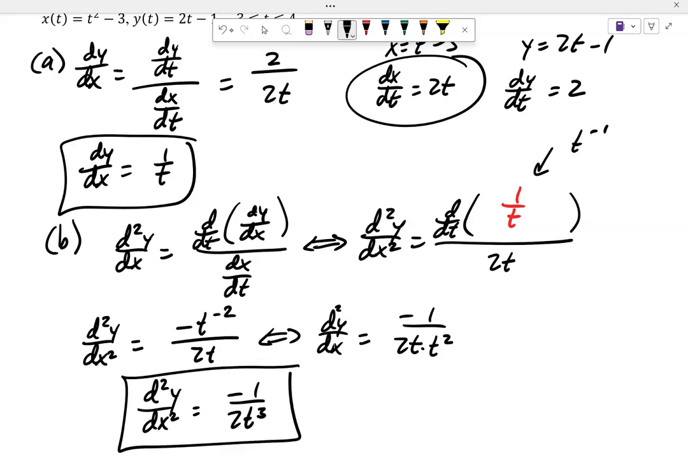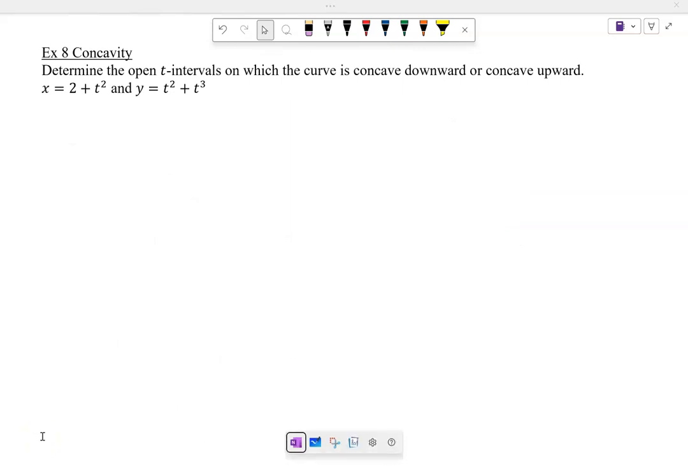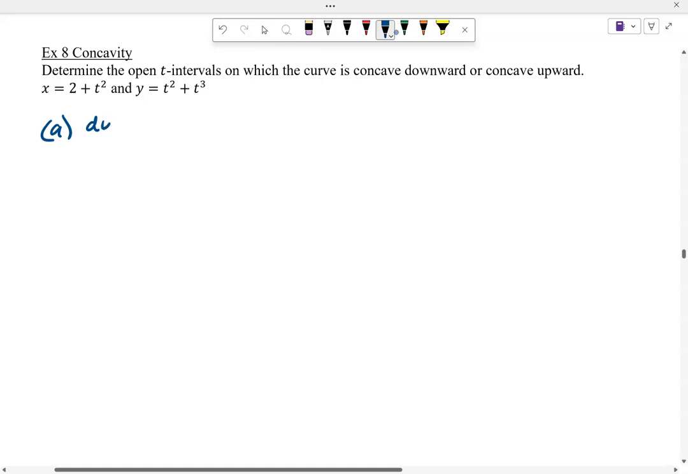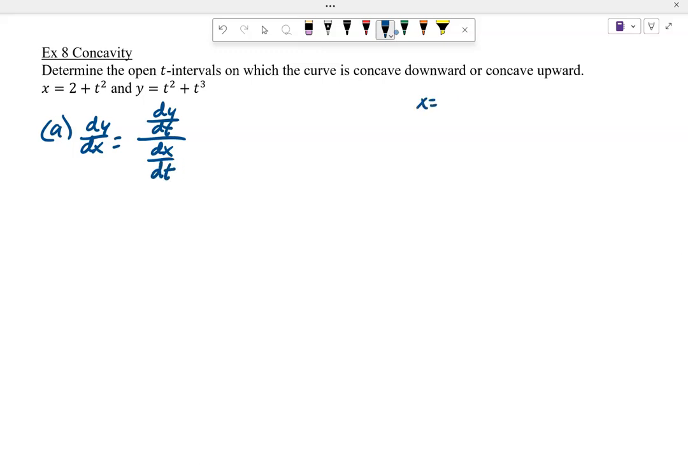Here we're going to be asked about concavity. If you remember from your first calculus course, the first derivative tells you whether the function is increasing or decreasing, right? The second derivative tells you about the concavity of the function. So we're going to need to find the second derivative. So let's go ahead and find the first derivative. And if you notice, dx/dt would be 2t.